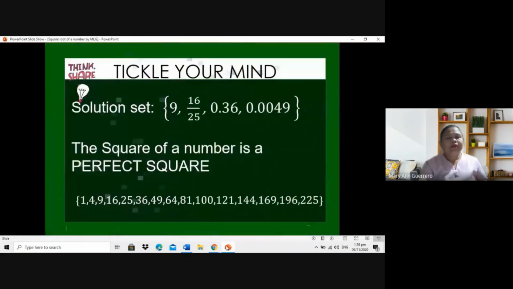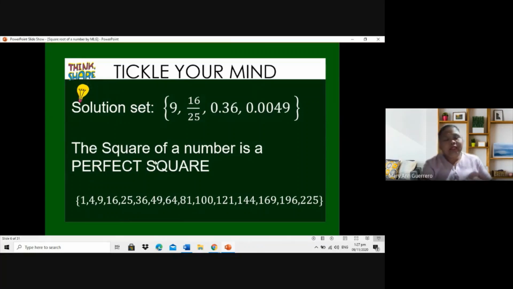Okay, so we have here the solution set. For number 1 and 2, remember in a set, do not write the same element more than once. So, only once. So this is the answer for 1 and 2, 3, 4, and 5. So, the set of solutions. The square of a number is a perfect square. Therefore, these are perfect squares. 9, 16 over 25, 0.36, 0.0049 are perfect squares. What other perfect squares are there? The integers. For example, 1, 4, 9, 16.